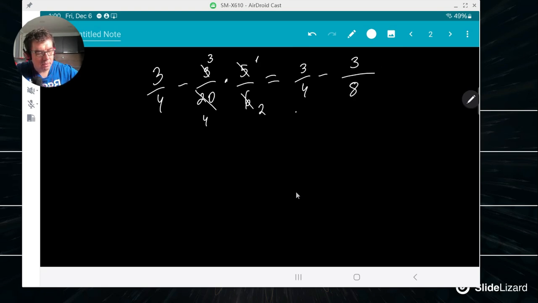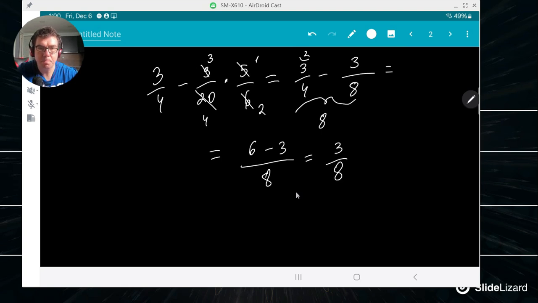So again, we need to find the common denominator, which is 8 here. So we expand by 2, and we get 6 minus 3 all over 8, which is 3/8. Okay, let's go to the next one.